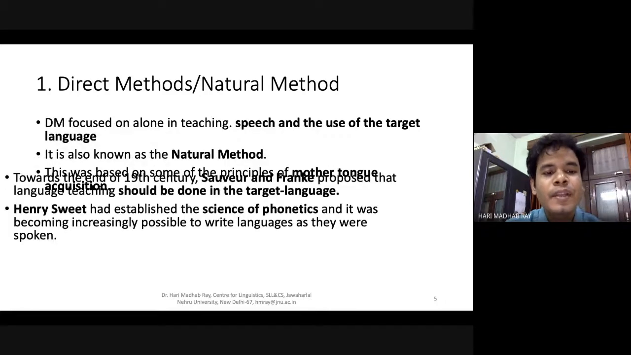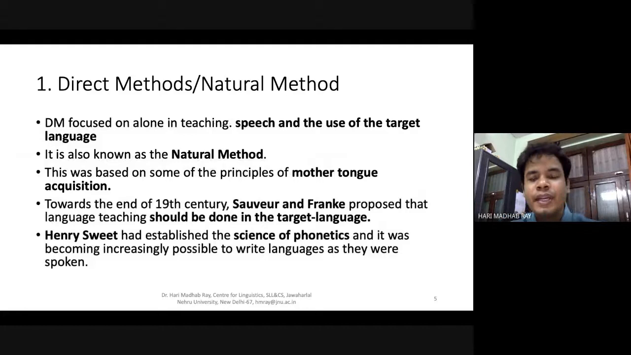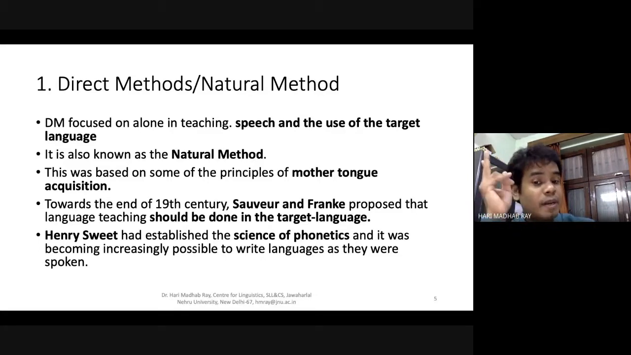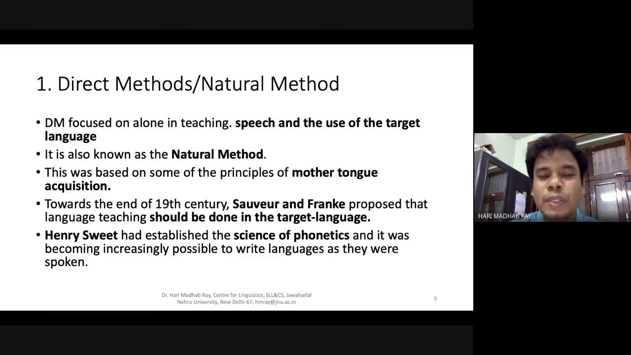And so towards the end of the 19th century, I'm talking about the direct method here, so Xavier Frank proposed that language teaching should be done in the target language. You remember? So they are basically criticizing the grammar translation method, and something should come. I'm trying to give you a kind of background of how this direct method came into the picture, and the natural method came into the picture, and even the background of the audiolingual method, you see.